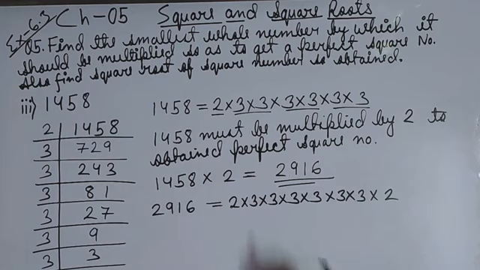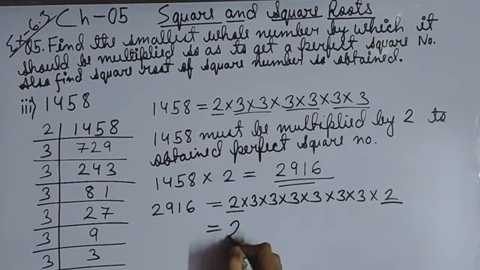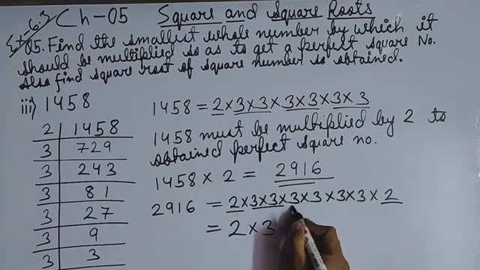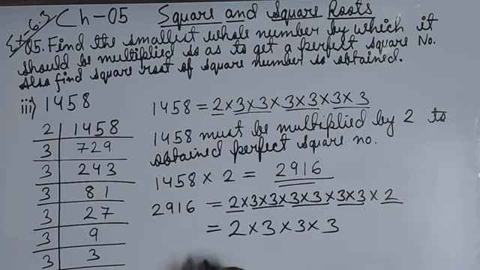Pair form करेंगे numbers के. 1 2 is there and again 1 2 is there. So 2 is also forming pair. ठीक है, 2 यहाँ पे pair form कर रहा है. Then 3 is forming pair. Then another 3 is forming pair. Then another 3 is forming pair. So what we are getting?